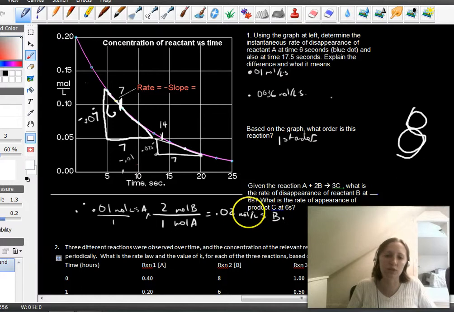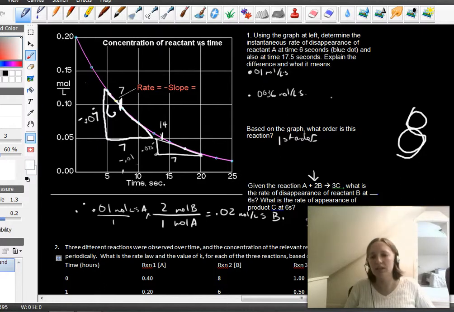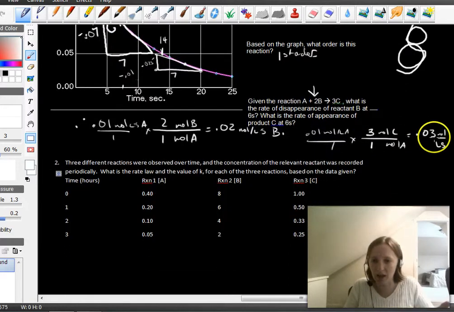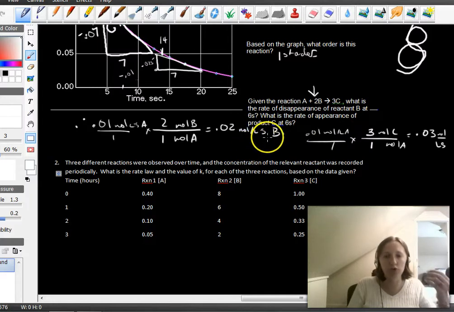So B is disappearing twice as fast, which you can see. Look at that. C is appearing 3 times as fast. So you go 0.01 moles per liter of A, and moles of A is 1, and 3 moles of C. And so C is 0.03 moles per liter per second. C is appearing at 0.03 moles per liter per second. B is disappearing at 0.02 moles per liter per second.